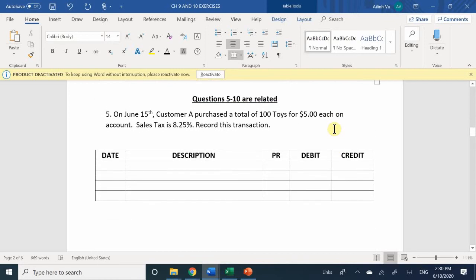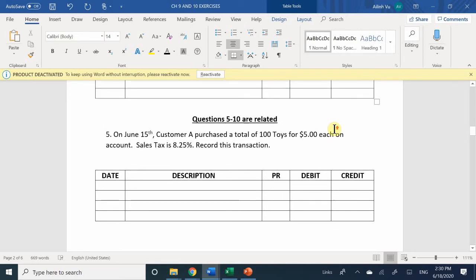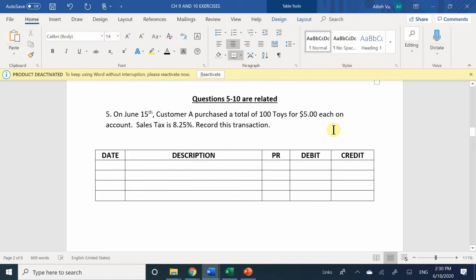All right. So questions 5 through 10 are related. Number 5: on June 15th, customer A purchases a total of 100 toys for $5 each on account. Sales tax is 8.25%. Record this transaction. I got toys, sales, and sales tax. With the categories, you don't write toys. That's what they bought.